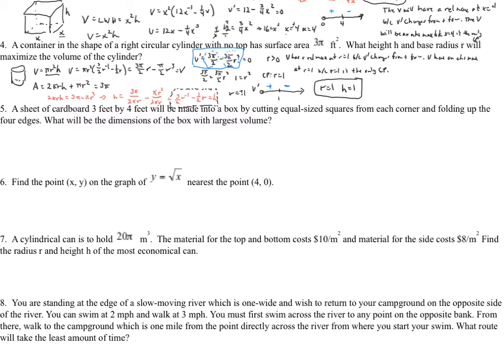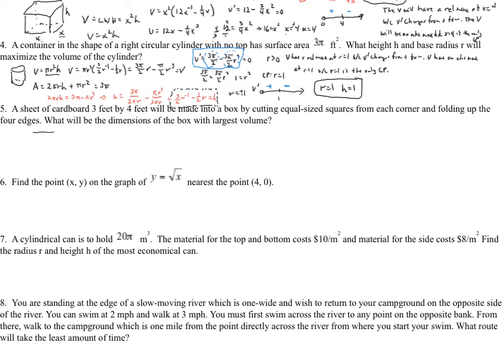Okay, number 5. A sheet of cardboard 3 feet by 4 feet will be made into a box by cutting equal size squares from each corner and folding up the edges. What will the dimensions of the box with largest volume?